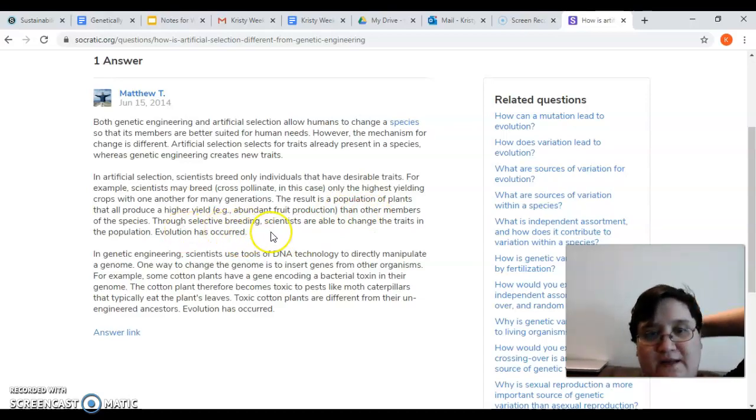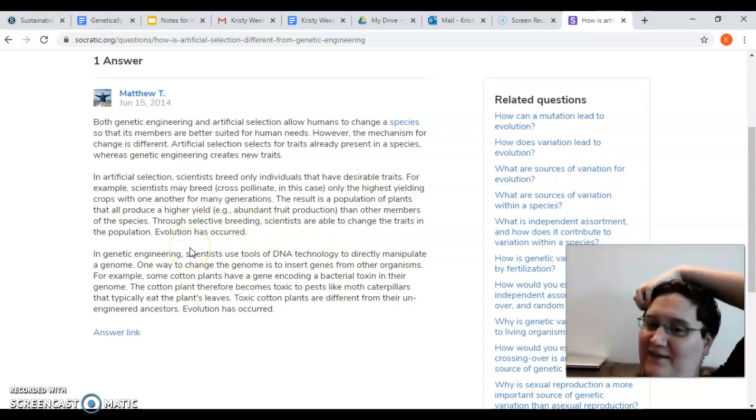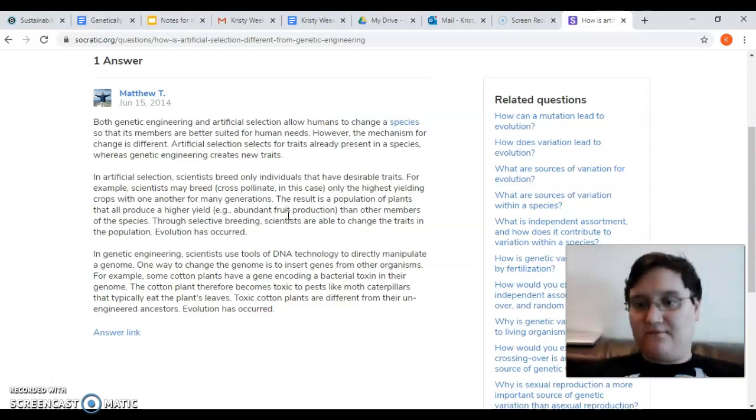Through selective breeding, scientists are able to change the traits in the population. But we haven't added new traits. They are already present in these animals or in these plants, right? The ability for them to get abundant fruit was there. We just cross-pollinated to make it happen more often.